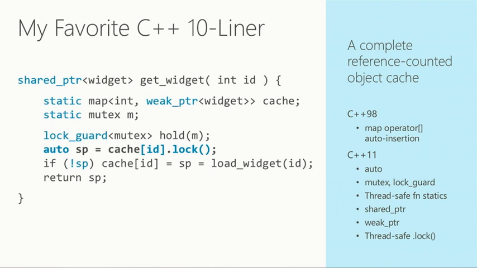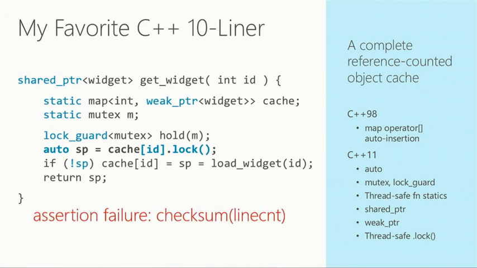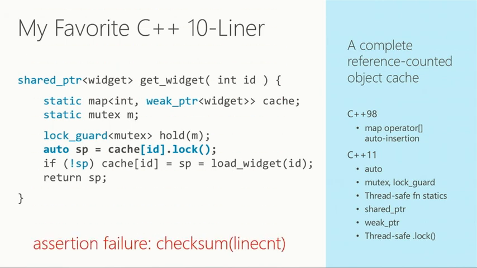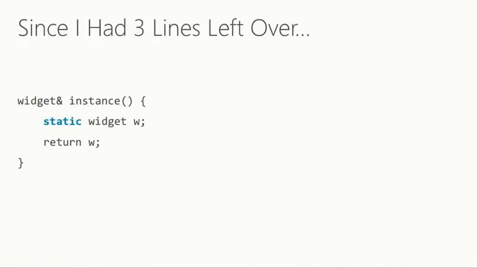But what's wrong with my count? It's not 10. I've been waiting for somebody to say that. This is only a 7-line code example. Whatever will I do with my other 3 lines? Okay, since I had 3 more lines, here's the other half of my favorite 10-liner, which I actually, in 10 lines of code, get 2 cool pieces of code.